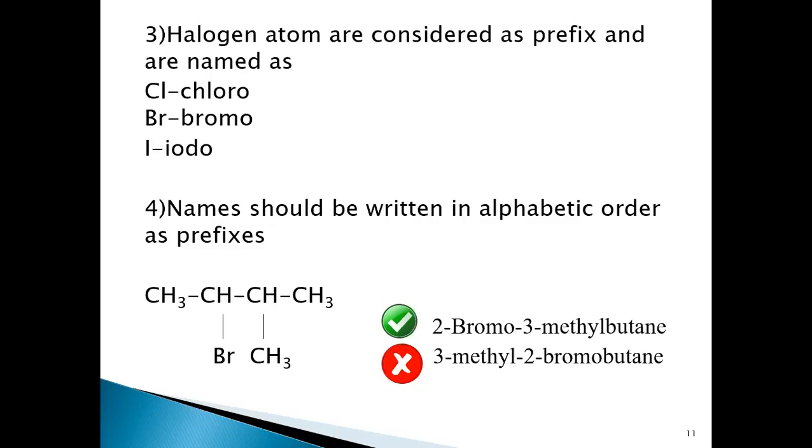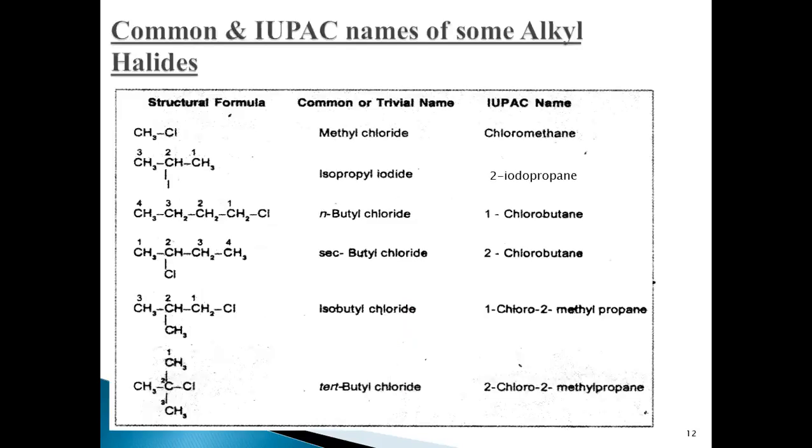Now come to the fourth rule. The name should be written in alphabetical order. For example, here the name of this compound is 2-bromo-3-methylbutane, not 3-methyl-2-bromobutane. Why is it so? Because in alphabetical order B comes first, then M. Therefore, the correct name is 2-bromo-3-methylbutane.